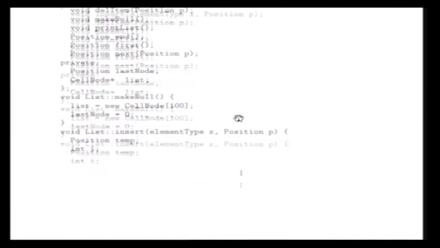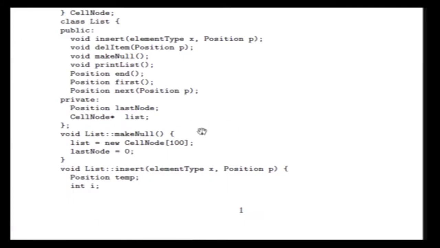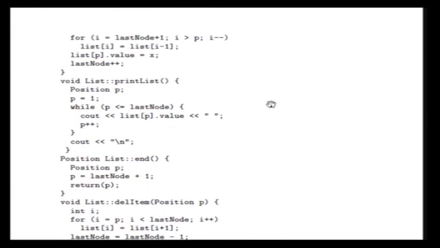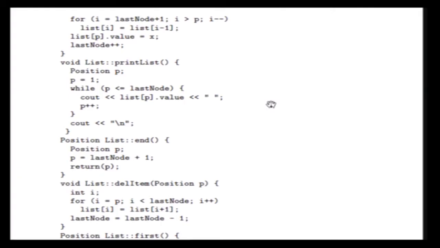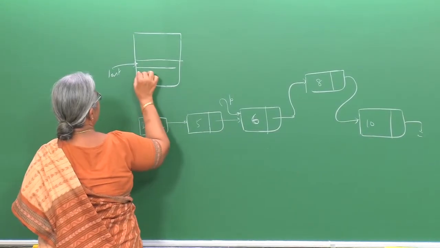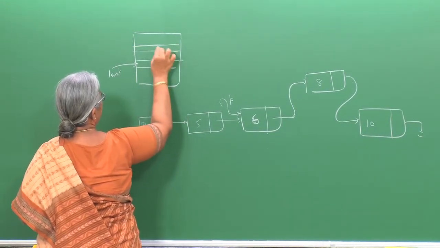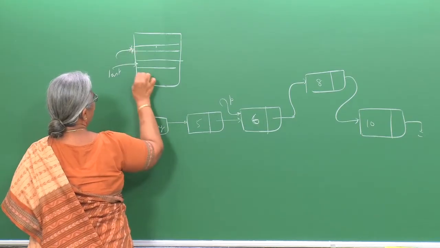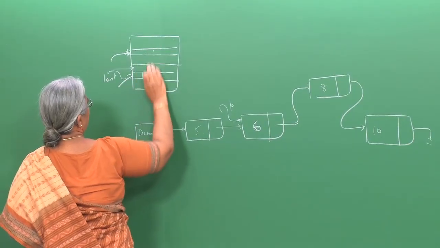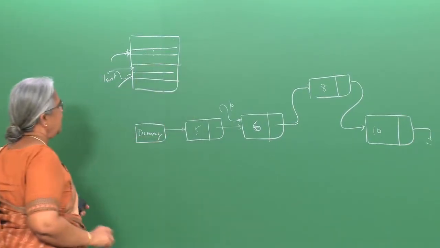Then what are we doing here now? Make null, for example, creates an array of 100 elements, and the rest of the operations are very similar. If you are inserting, for example, in the array, and this is the position of the last node, what do we do now? If I want to add an element to the list at a particular point P, then this last node must be moved here and the element put here, and all these should be moved downwards. That is exactly what is achieved.